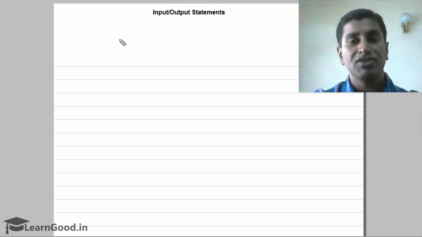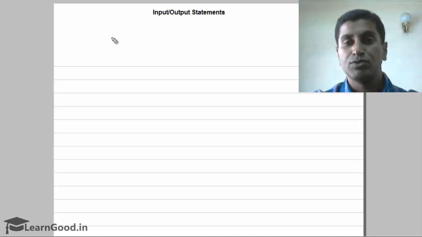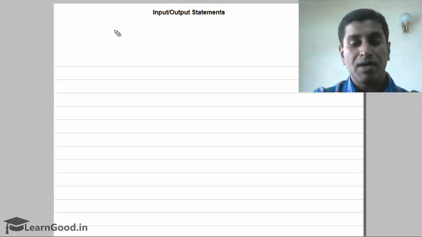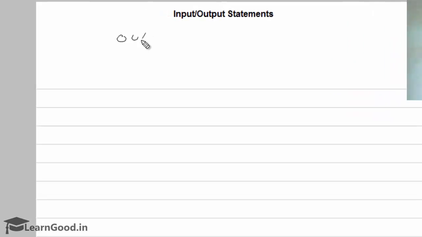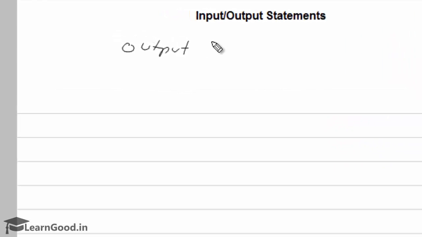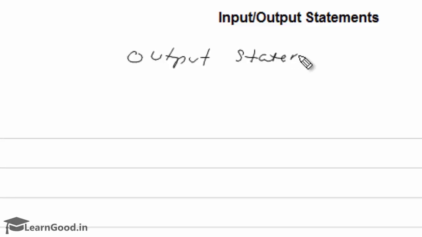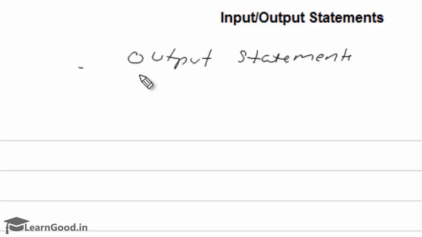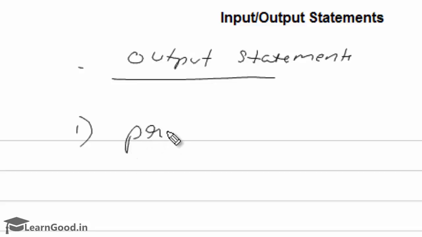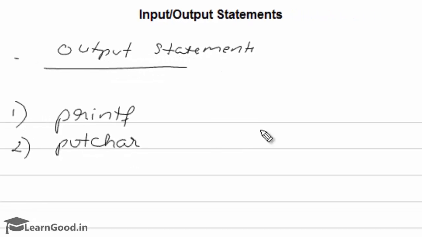Now there are different functions provided in the C language to perform these IO operations. For output statements, one is the function you have very regularly used in C language, that is the printf function. The second one, to display a single character, is a function called putchar.